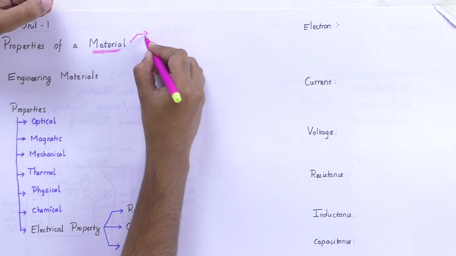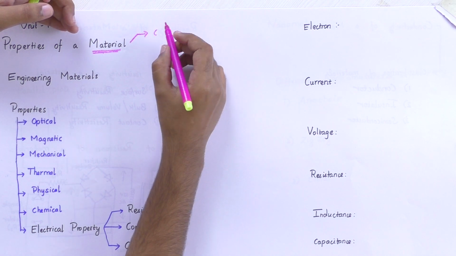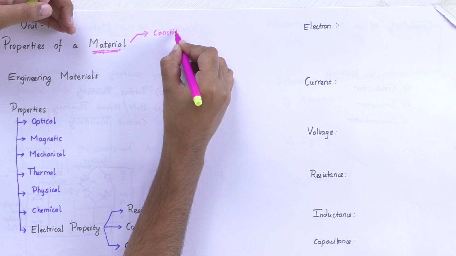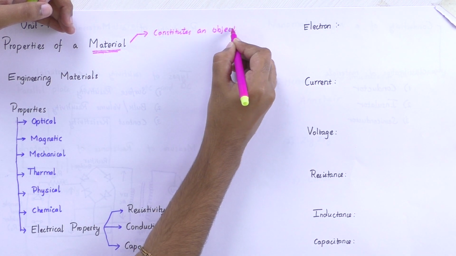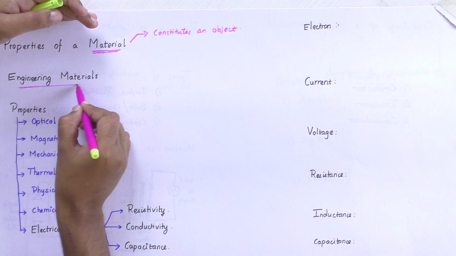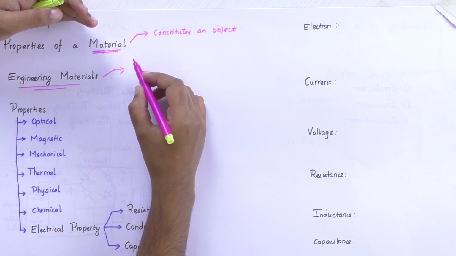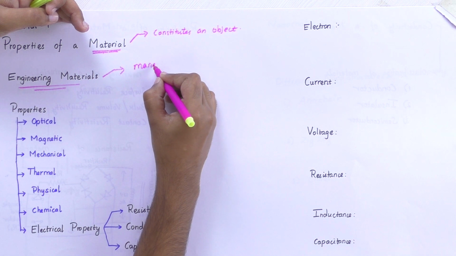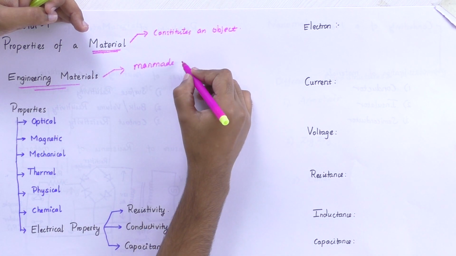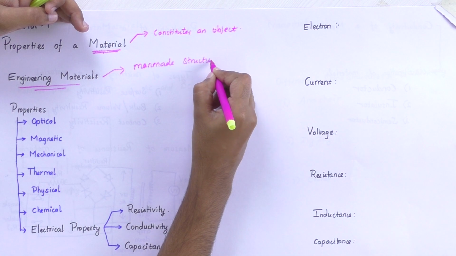A material is a thing which constitutes an object. Material is used for making an object or man-made structures. That is, if it is steel or something else which is used to construct a building, in terms of engineering we will call it engineering material, a material which helps to form man-made structures.